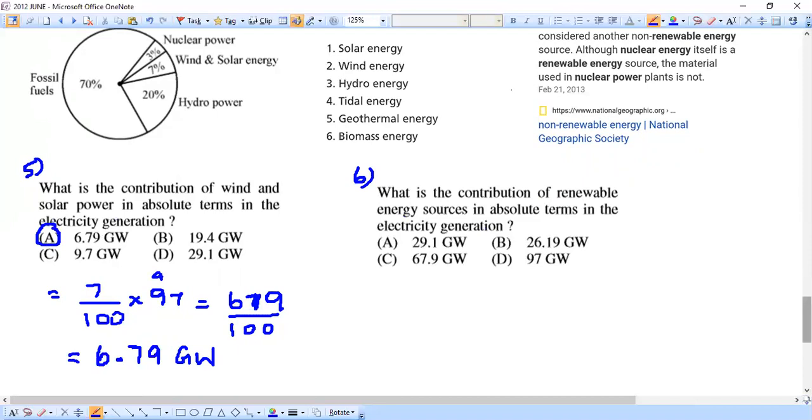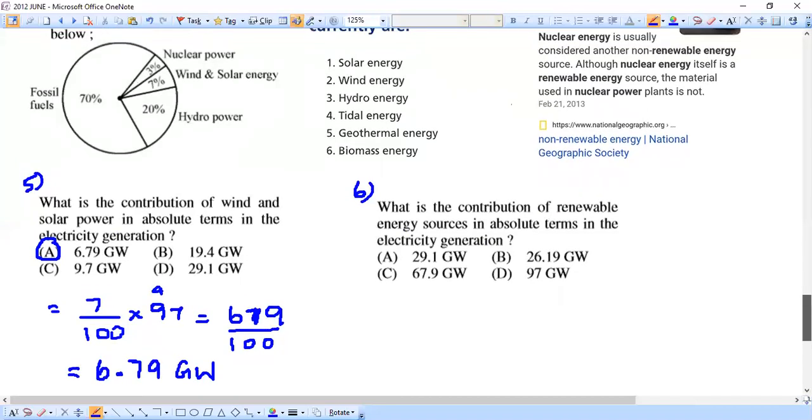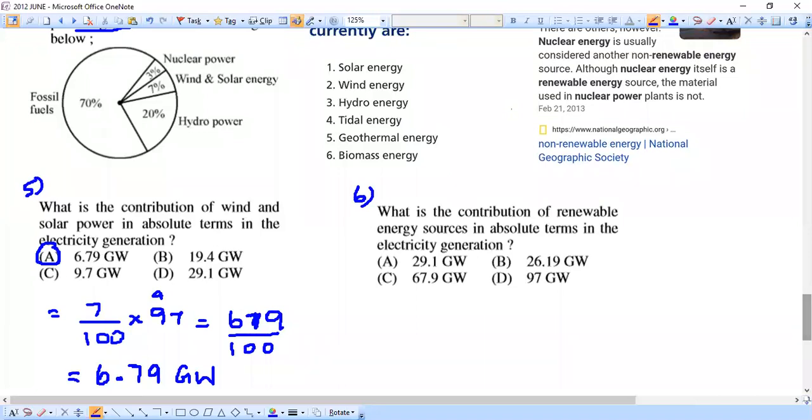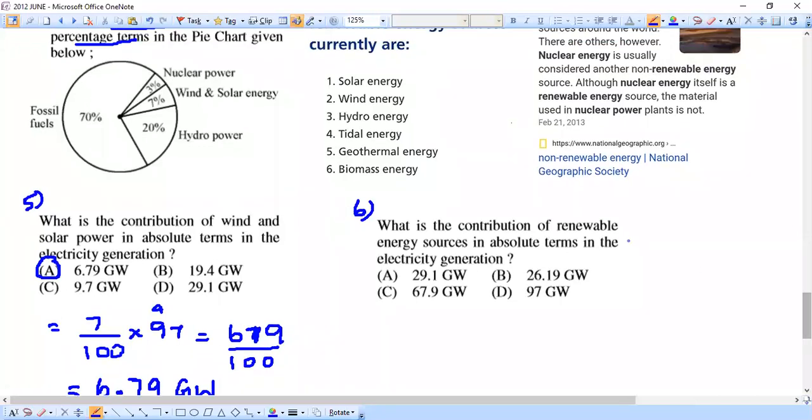Coming to the second question of this chart, the sixth question. Here the question asks, what is the contribution of renewable energy sources in absolute terms in the electricity generation? So here we are asked to find the contribution of renewable energy sources.